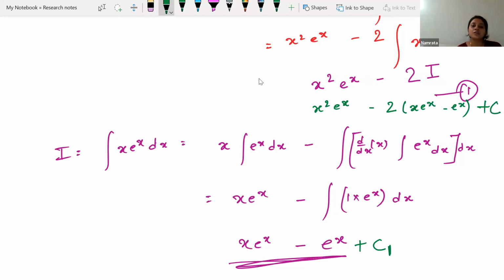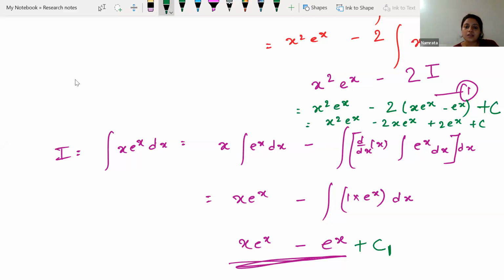That's it. Okay. So we ended up getting x square e to the power x minus 2x e to the power x plus 2 e to the power x plus C. Is it clear to everyone what we are doing here?